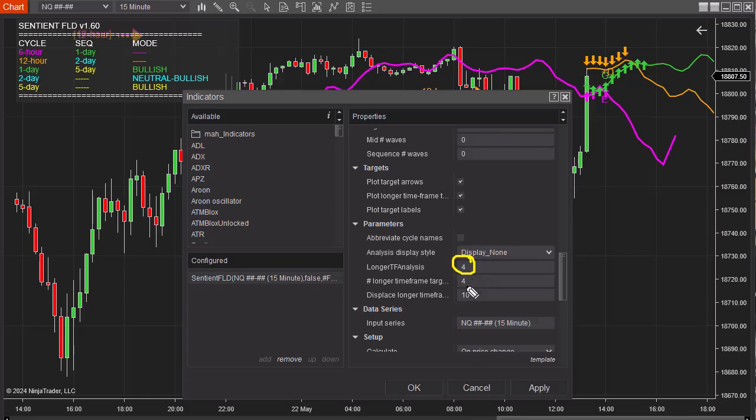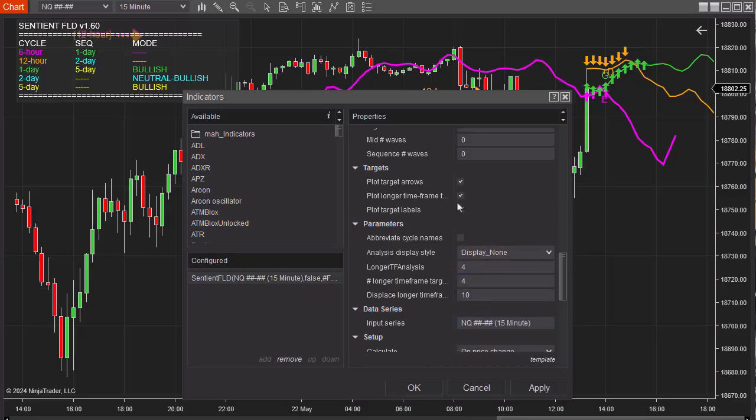If you want to display the targets for more than 4 longer time frames, perhaps you want to display targets all the way up to the monthly level, so you're going to put a number of 9 in there for displaying monthly targets on your 10-second chart. Can't really imagine that you would want to do that, but if you want to, then go ahead. You can enter a number as high as 9 over there, but bear in mind that unless you are loading 9 longer time frames for your analysis, you will not see those 9 longer time frame targets.